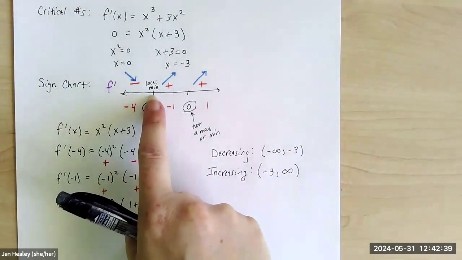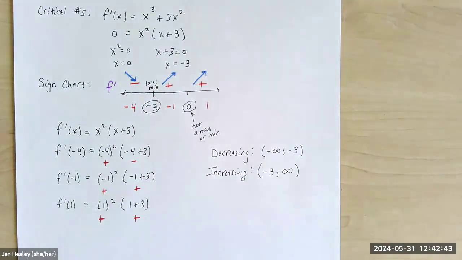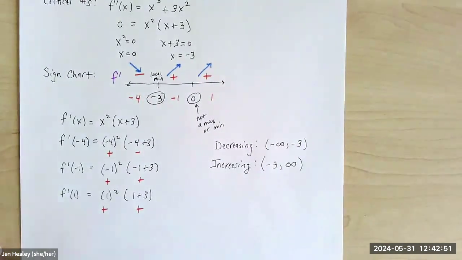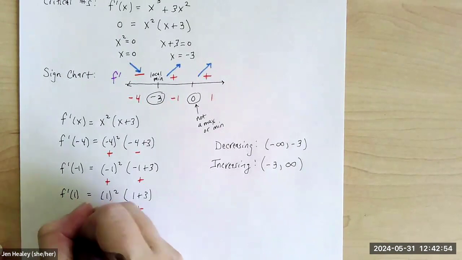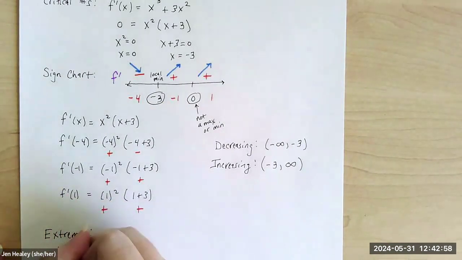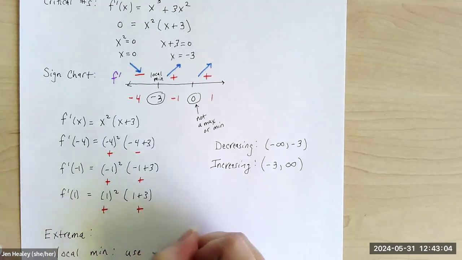So we went from -3, and when we got to 0, we kept going up. So I'm not going to stop. I'm just going to go ahead and go all the way to infinity with that. So in terms of extrema, I only have one that I'm going to give. So we have a local min, and we're going to use x equals -3.